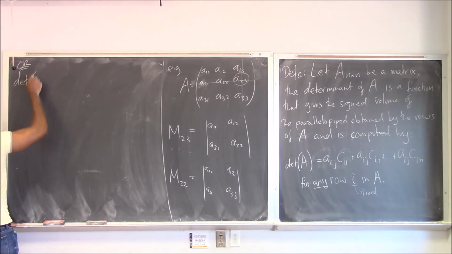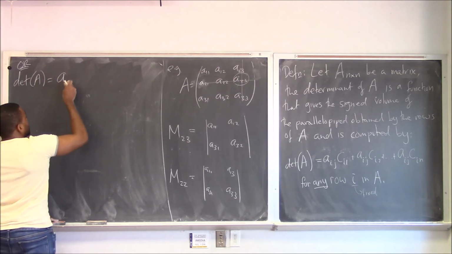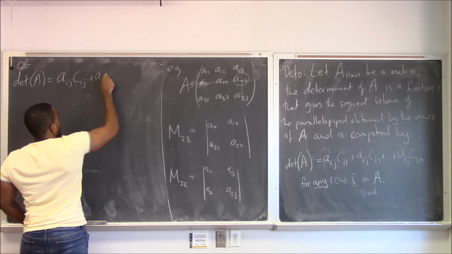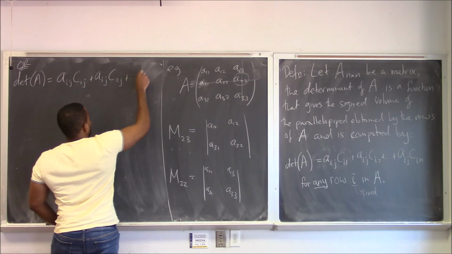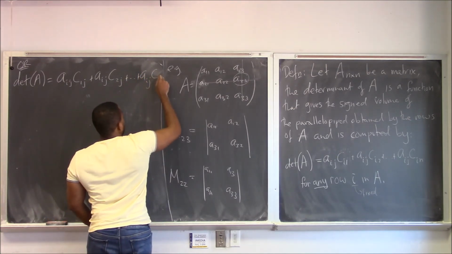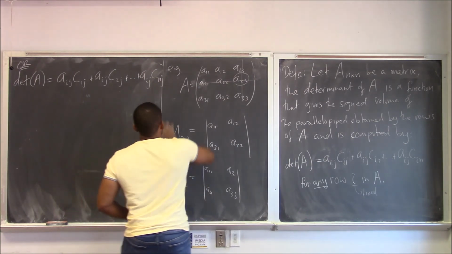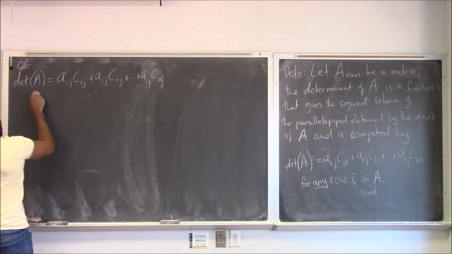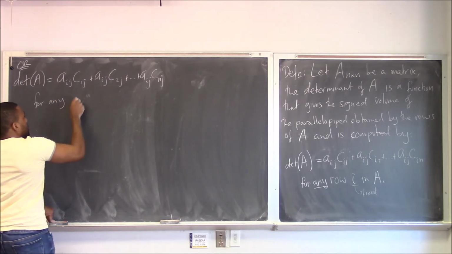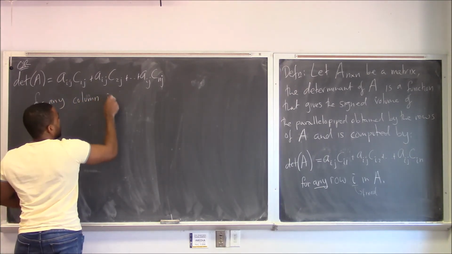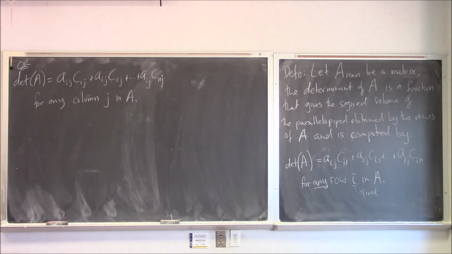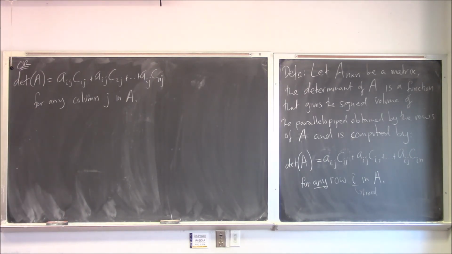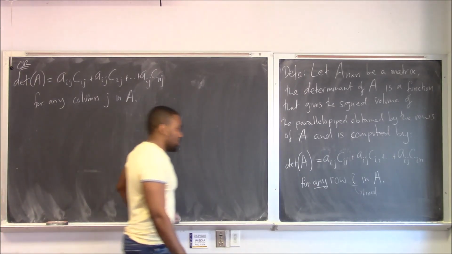Or the determinant of A will be A_1j C_1j plus A_2j C_2j plus ... plus A_nj C_nj, for any column j in A. And j is a fixed number. You can actually write this in a contracted form. We'll do that next time.